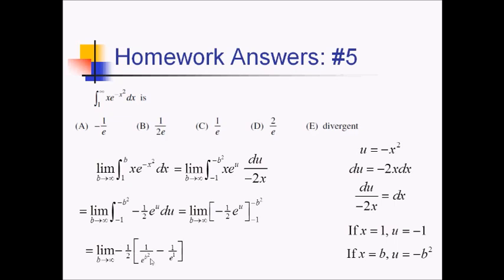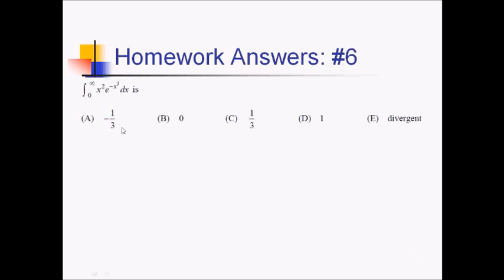So let's see now. As b approaches infinity, this first term in here, since it's bottom heavy, is going to 0. This other term is just minus 1 over e. So I have negative 1/2 times 0 minus 1 over e. So this is negative 1/2 times negative 1 over e, which is positive 1 over 2e, which is one of the answer choices, choice B.